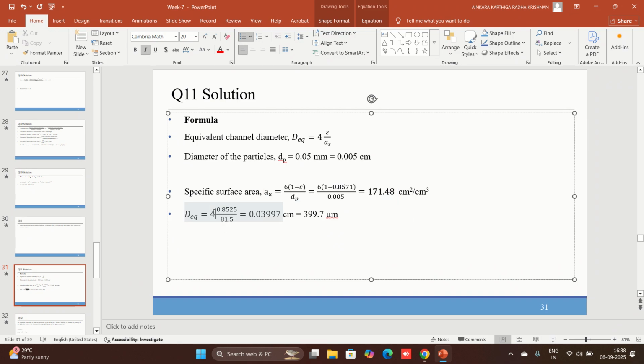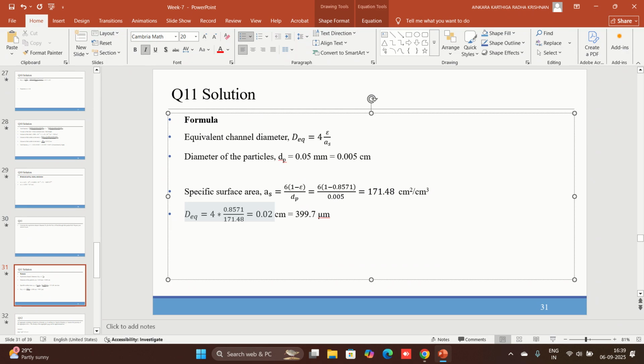So now we have to substitute it in the original equivalent channel diameter formula, and we will get 0.8571 divided by this particular value, 171.48, into 4. That will give us 0.019, okay, or else we can take 0.02 centimeter.